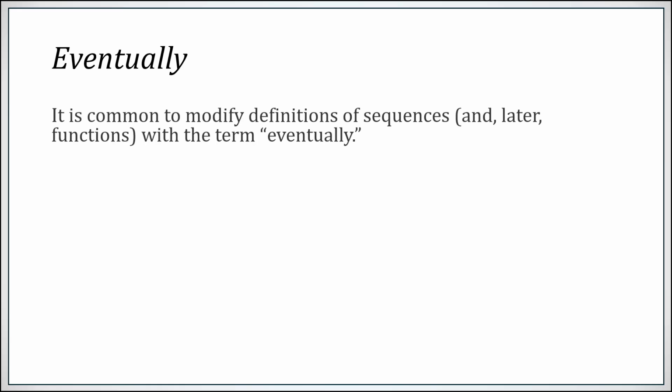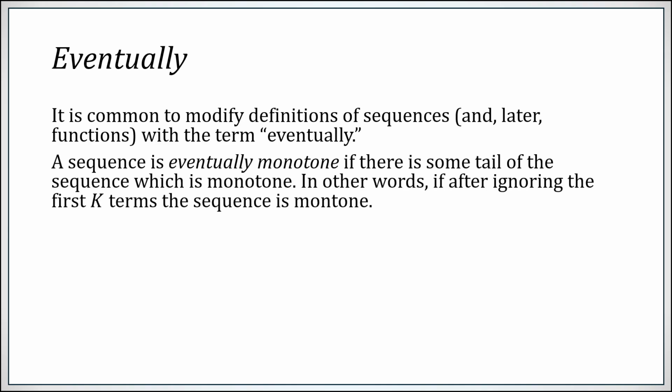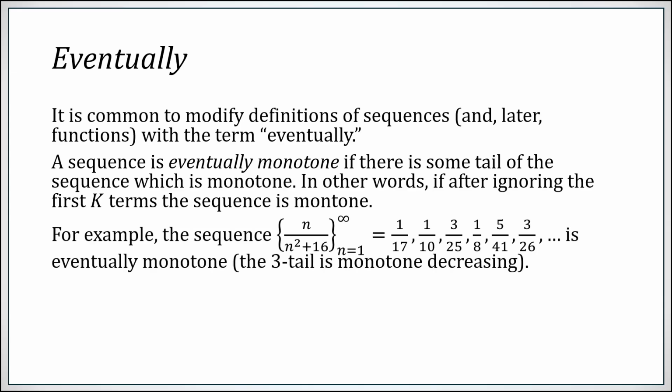Let's talk about this word eventually. A very common modification of definitions, also later for functions, is this term eventually. So for example, eventually monotone. We can call a sequence eventually monotone if there is a tail of the sequence which is monotone. In other words, if I cut out finitely many terms and only look at what happens eventually, then what's left is monotone. So consider the sequence n over n squared plus 16. If we start computing the terms, we get 1 over 17, 1 over 10, 3 over 25, 1 over 8, 5 over 41. Okay, this is eventually monotone.